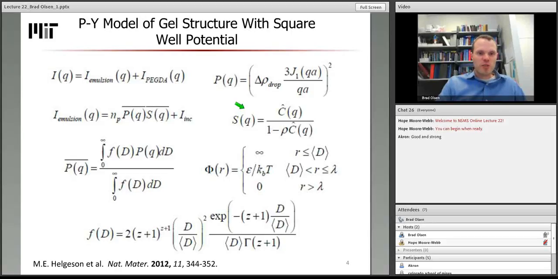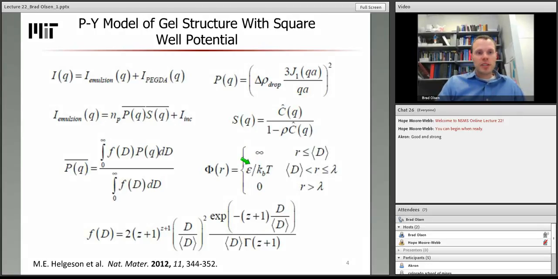So the square well potential that the authors apply in order to derive their form of S of Q is shown here. So essentially infinite hard sphere interaction for r less than the average d, or diameter of the particle. Then out to some characteristic length lambda, they apply an attractive interaction, epsilon over kBT, and then say that the particles are non-interacting at an interaction length beyond that. So a relatively standard square well potential.